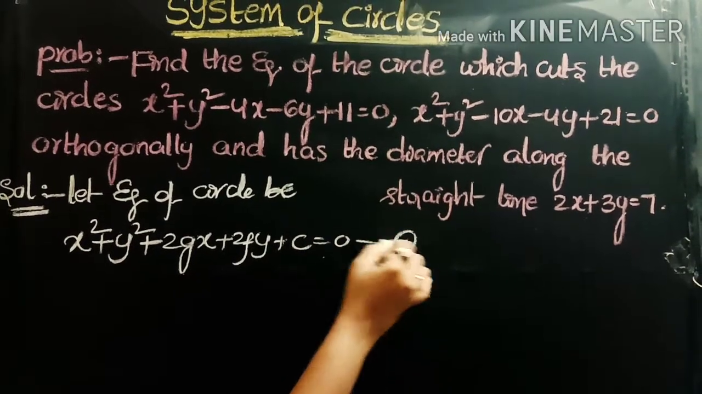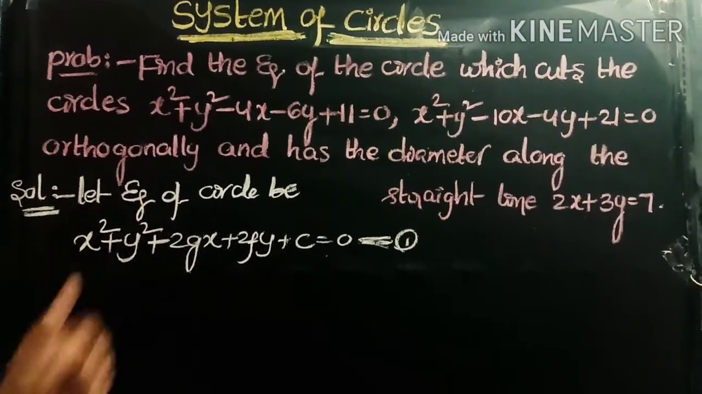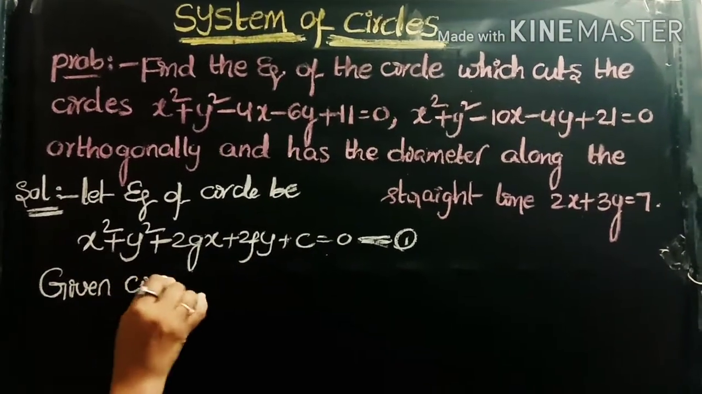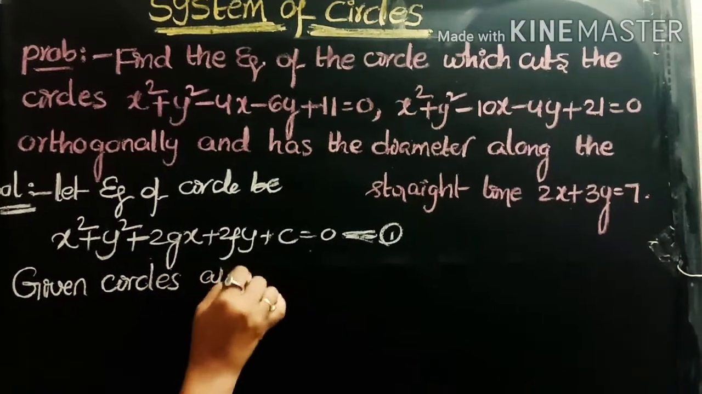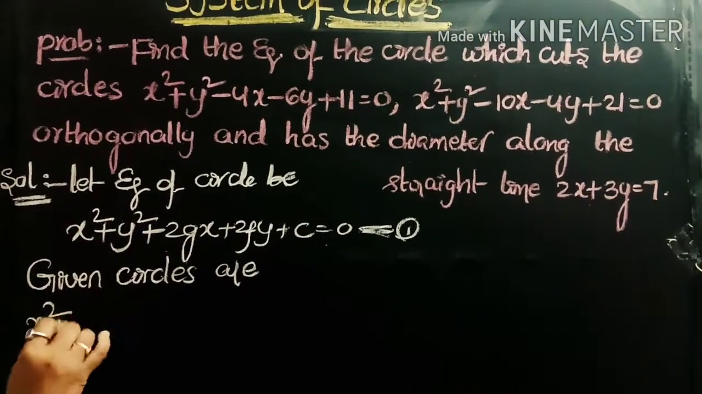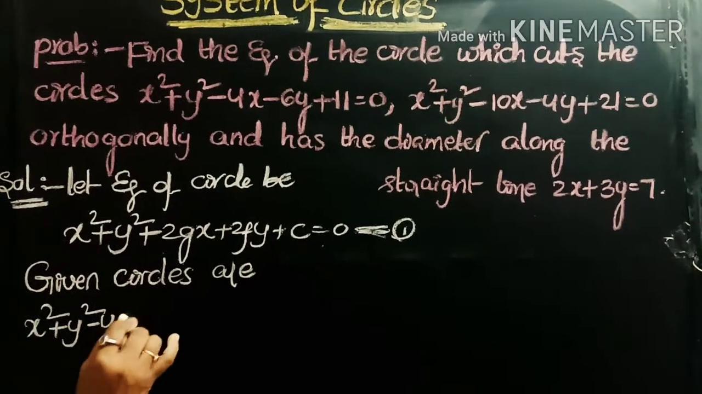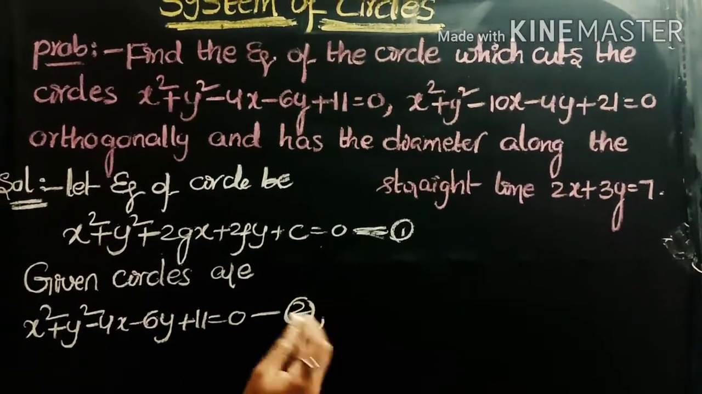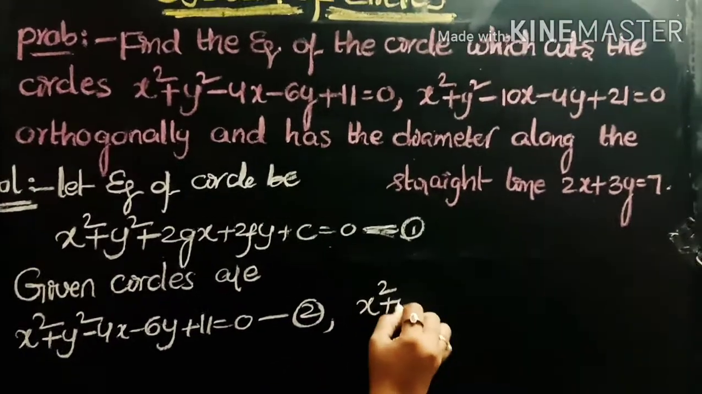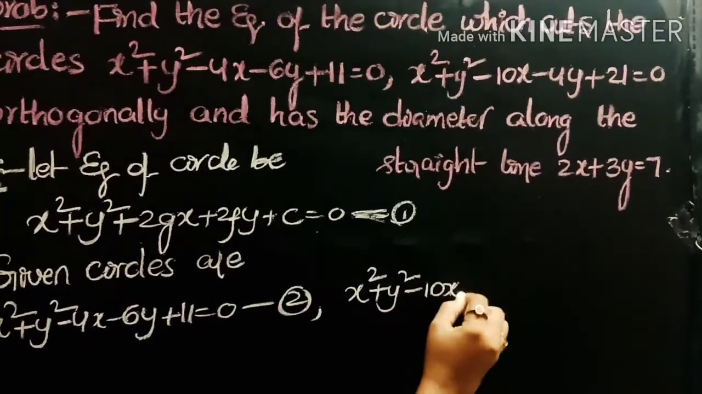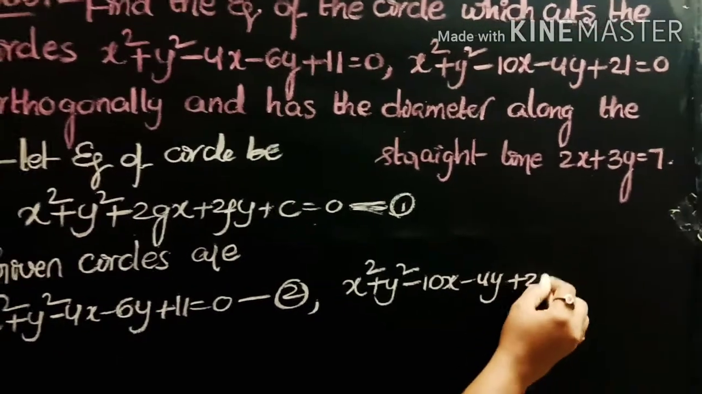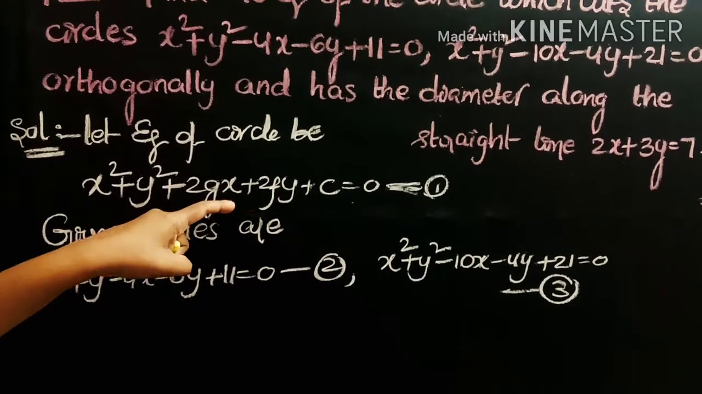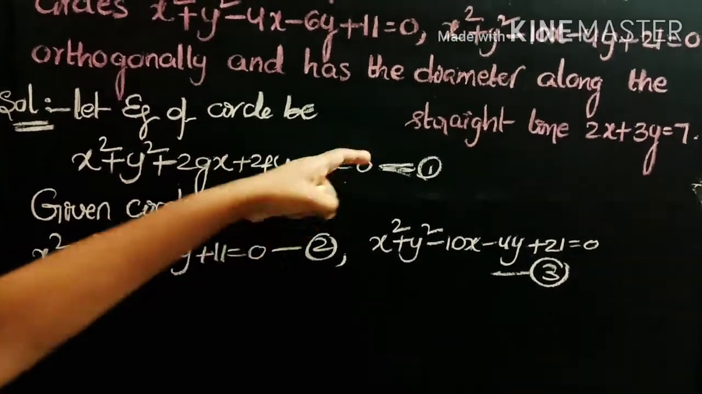Now we are applying the orthogonal condition to the given circles. For that, first we are writing the given circle equations. Given circles are x square plus y square minus 4x minus 6y plus 11 equals to 0, so equation 2. And x square plus y square minus 10x minus 4y plus 21 equals to 0. This is equation 3. Now we are applying the orthogonal condition to the 1 and 2 ones and 1 and 3 ones.